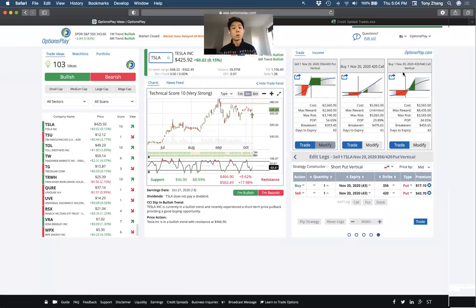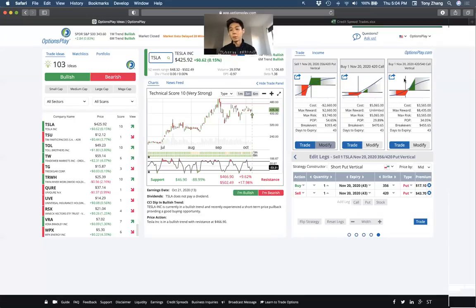So generally speaking, if you get assigned early on a credit spread, the best thing to do is to simply close out both legs, the stock leg and the remaining long put or call that you have left, and get out of the trade altogether. It's not a high risk, but if it does happen, you generally just want to exit the trade.